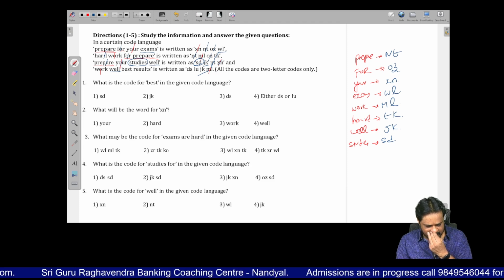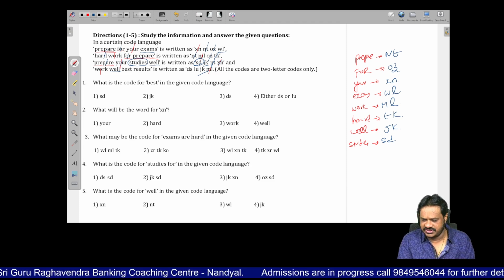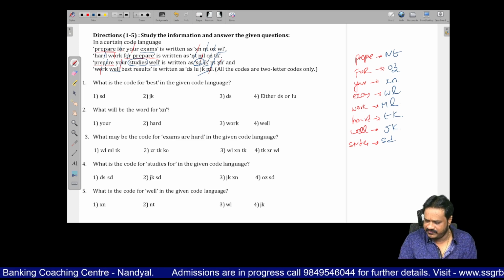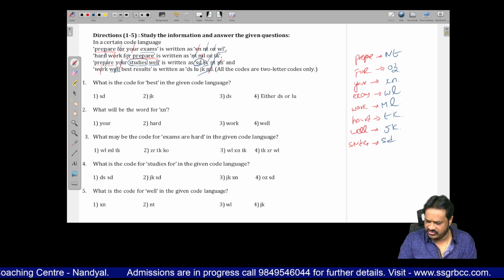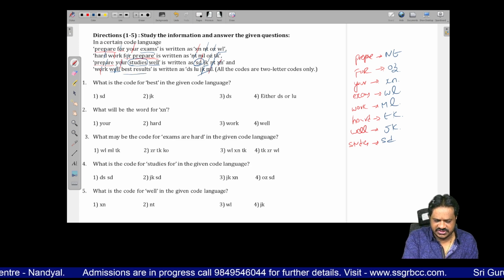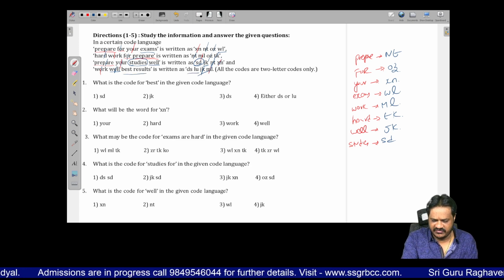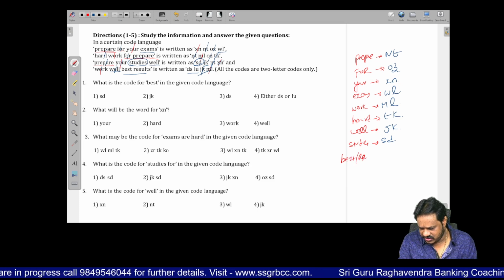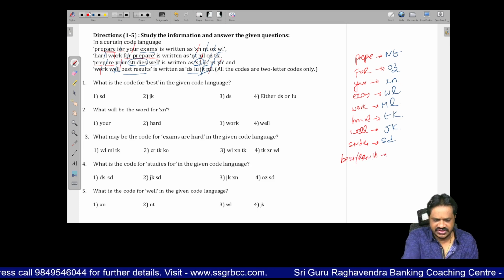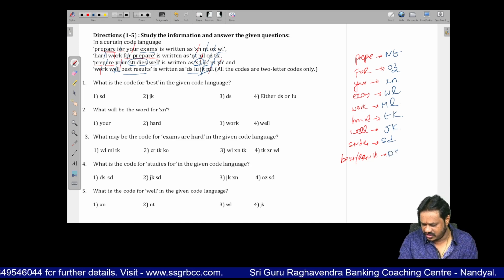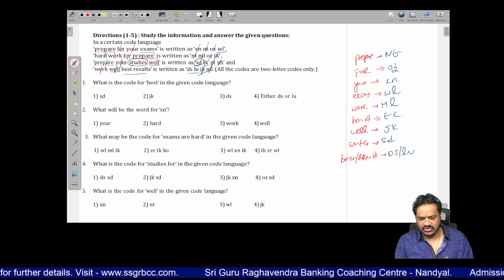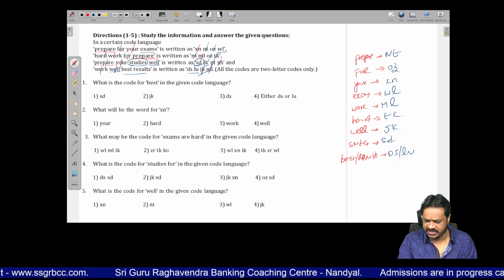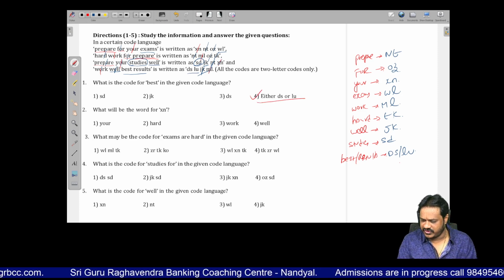Now come to the last sentence. Work well, best results. See, work is already over, that is ML. Then well is already over, that is JK. Best results are left, and we are having DSLU. So the code for either best or results is either DS or LU. Now, what is the code for best in the code line? Either DS or LU.